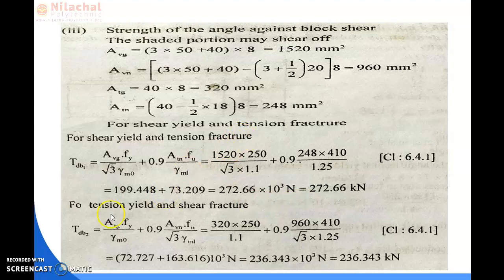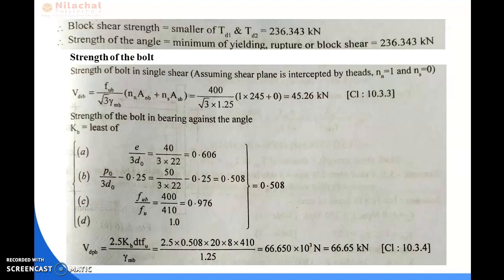So now, put the value of ATG and AVN in the TDB2, by which we can write 320 into 250 divided by 1.1 plus 0.9 into 960 into 410 divided by root 3 into 1.25. Hence, the value is coming as 236.343 kilonewton, which is the value of TdB2. So now we know that the strength of the block shear of any tension member is the minimum of TdB1 and TdB2. So hence the minimum value is 236.343 kilonewton.